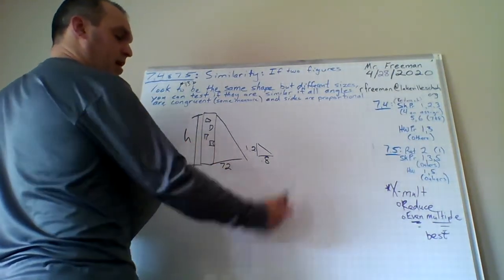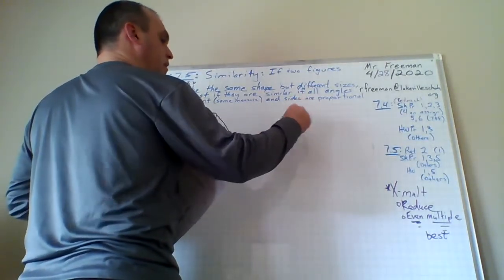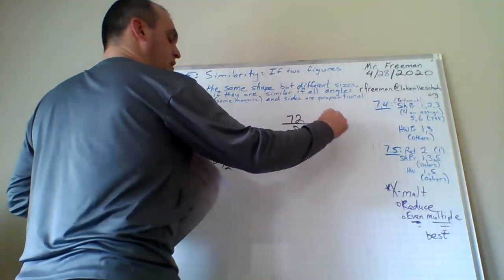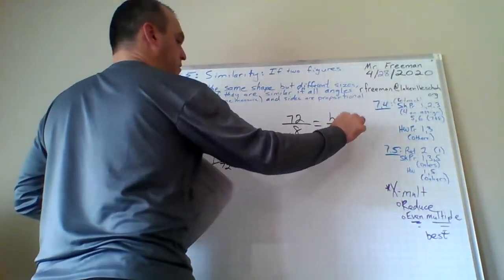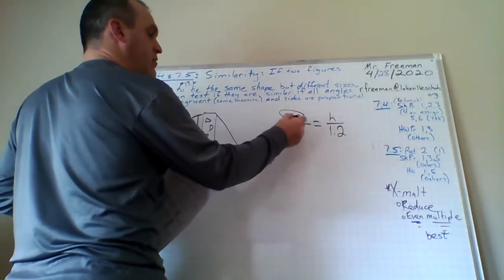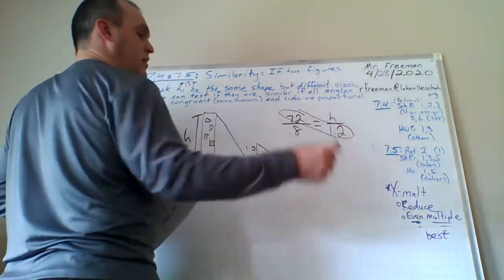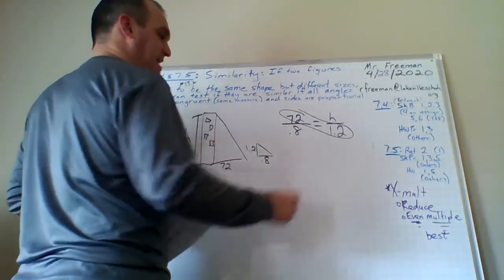So we can set up a proportion that this guy to this guy would be 72 is to the 0.8, as the h would be to the 1.2. Okay? So to cross multiply these and figure these out, we would have to do 72 times 1.2. And when you do 72 times 1.2, you get 86.4.